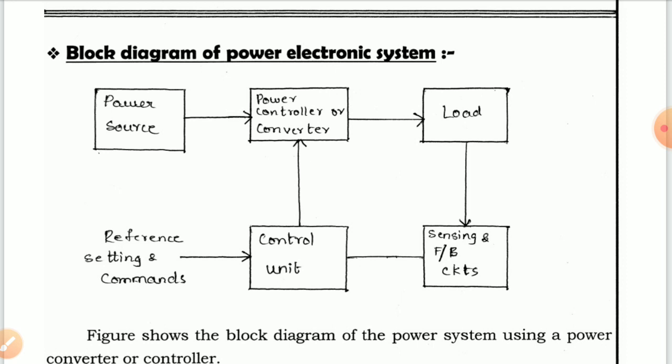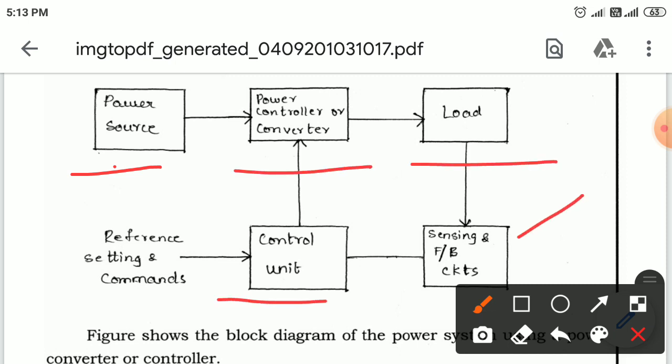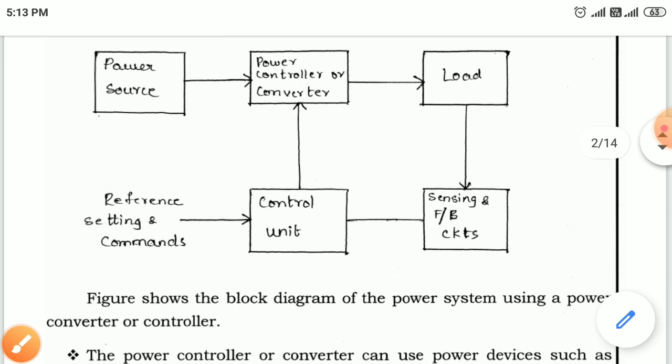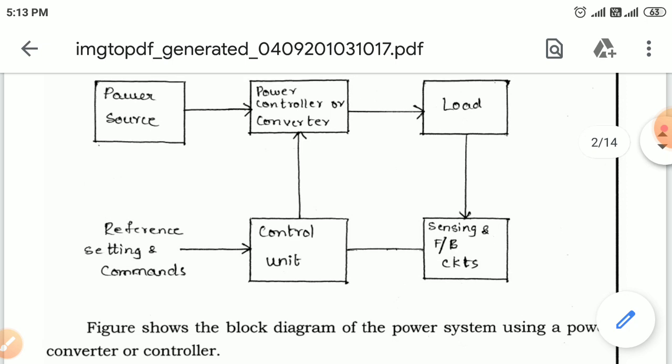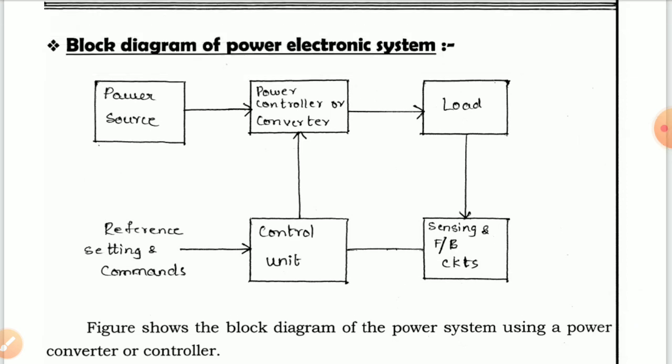A power electronic system consists of a power source, a controller, a load, sensing and feedback circuits, a control unit, and reference setting commands. These are the main important blocks of a power electronic system. This is the block diagram of a power electronic system. I'll explain each block one by one.